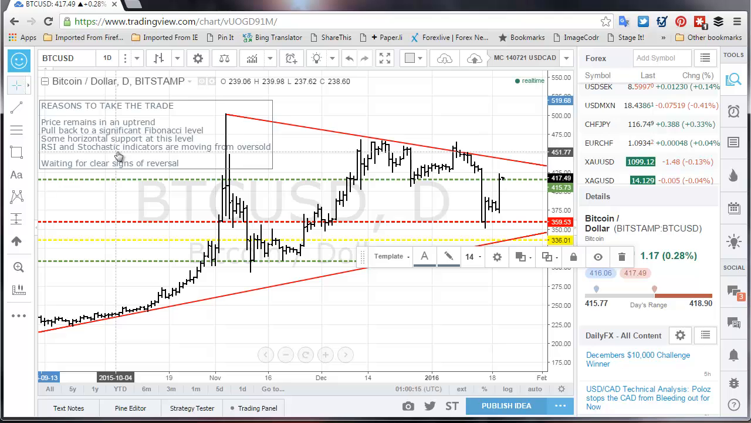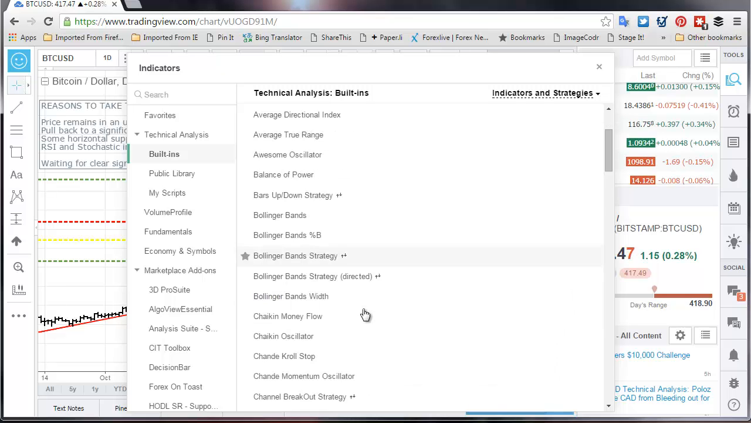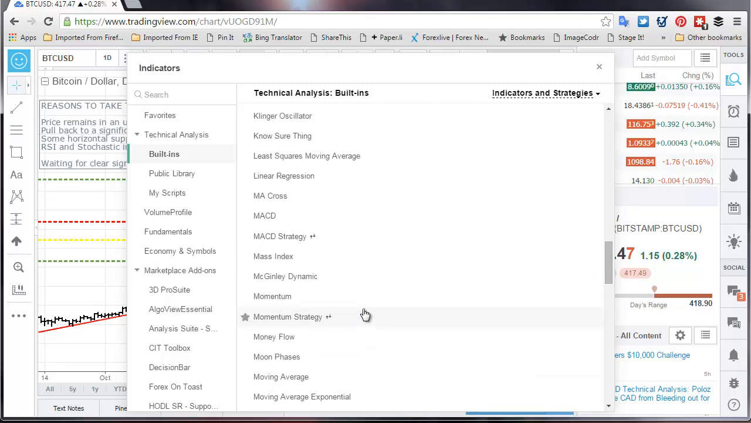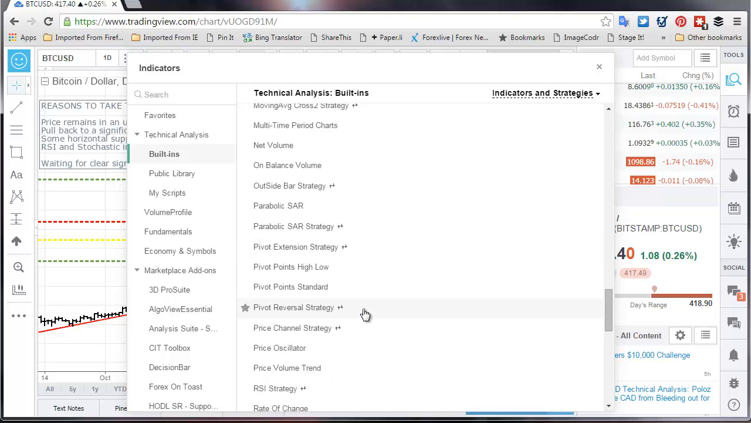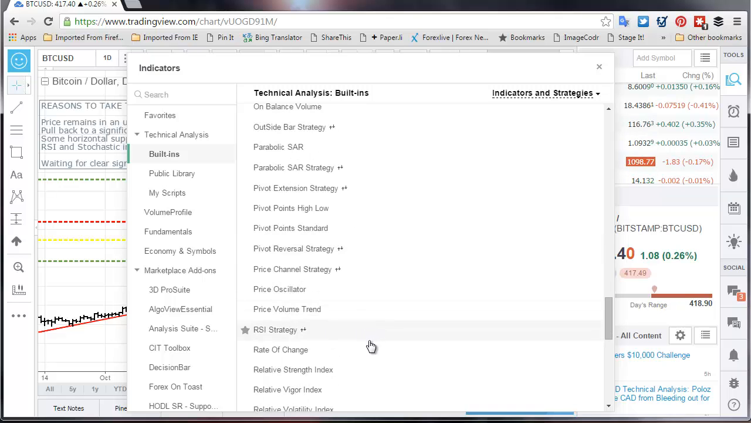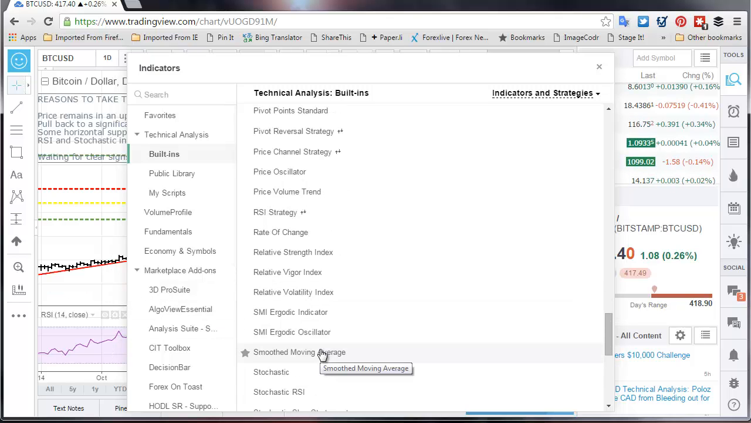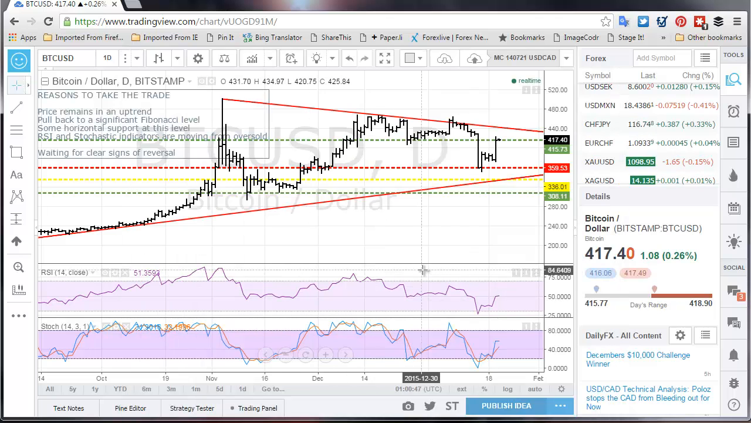RSI and the stochastic indicators are moving from oversold. These are indicators that are calculated on previous prices, which tell me about the momentum of the trade. So let's put RSI, which is the relative strength index, and basically what it does is it measures the rate of change between successive closes. And I'll put in the stochastic, which basically does the same thing. They have slightly different time frames.